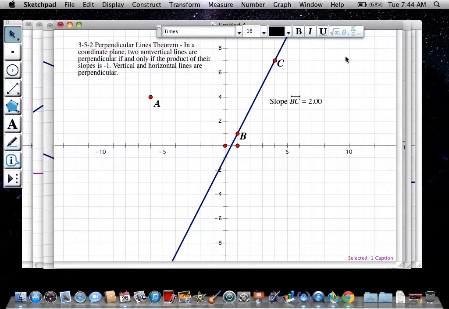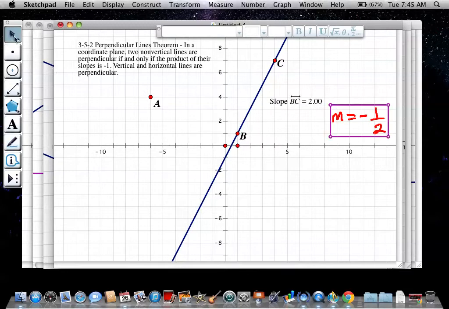The 3-5-2 theorem, perpendicular lines theorem. In a coordinate plane, two non-vertical lines are perpendicular if and only if the product of their slopes is negative 1. So the slope here of BC is 2. That means the slope of line AB should be negative, because when I multiply these two slopes together, they have to equal negative 1. So the opposite reciprocal of 2 is negative 1 over 2. I simply flip the slope and change the sign.